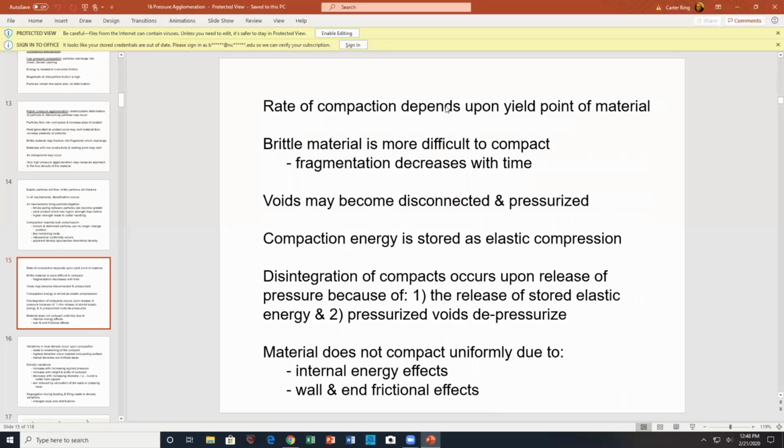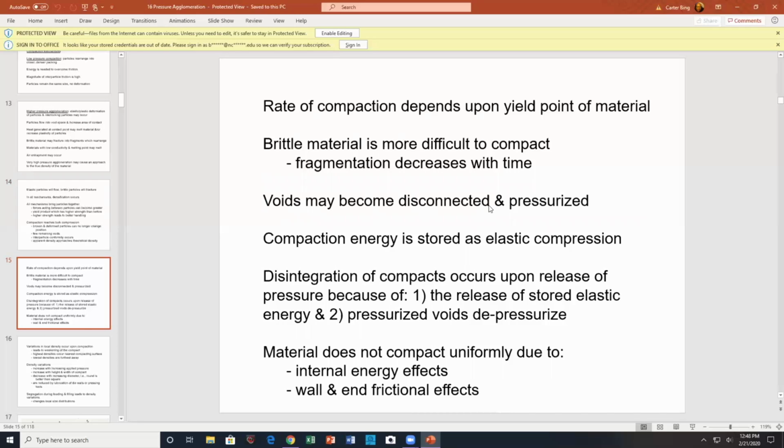Rate of compaction depends upon the yield point of the material. Oh, yes, yield point. That's when it starts to flow. Brittle material is more difficult to compact because it doesn't flow. Fragmentation decreases with time.